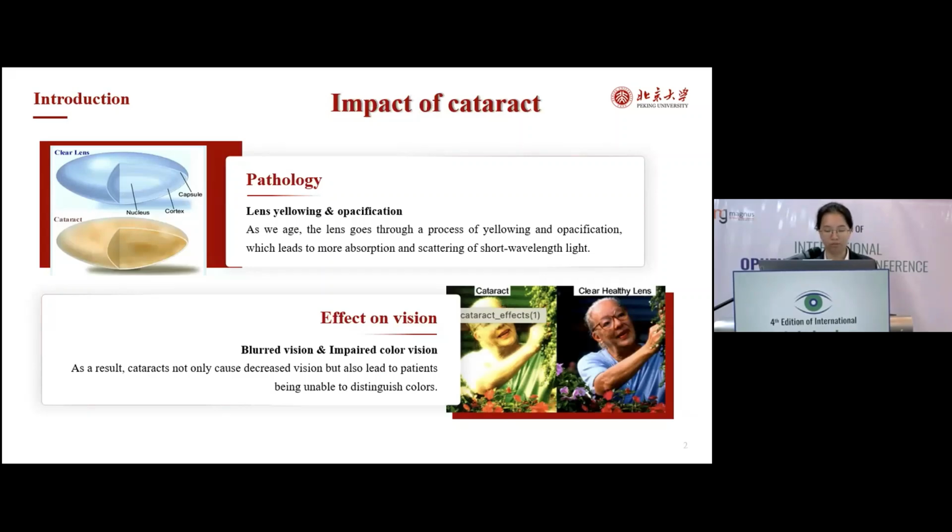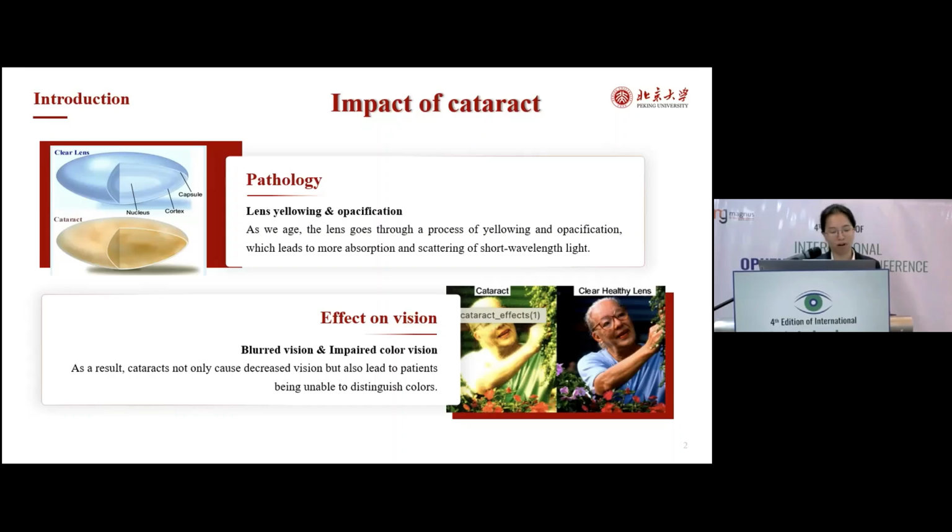Imagine trying to read a traffic light at dusk, distinguishing between a red warning signal and an orange one. These everyday tasks rely heavily on intact color discrimination. Yet in clinical practice, we often focus primarily on visual acuity, how well a patient reads the eye chart, while overlooking the functional impact of color vision loss. Our study aimed to address this gap.